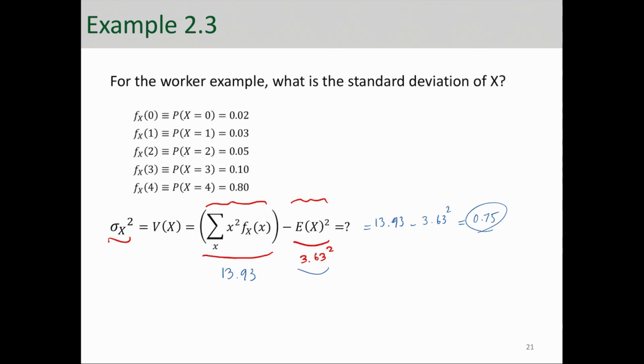What is the standard deviation of that? Well, standard deviation of this random variable is square root of 0.75, and that is 0.866. So I hope this video helped you to understand the meaning of variance and variability as opposed to mean or expected value of a random variable, and also how we calculate them.